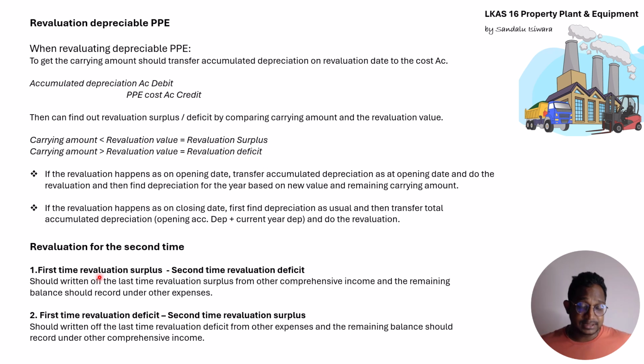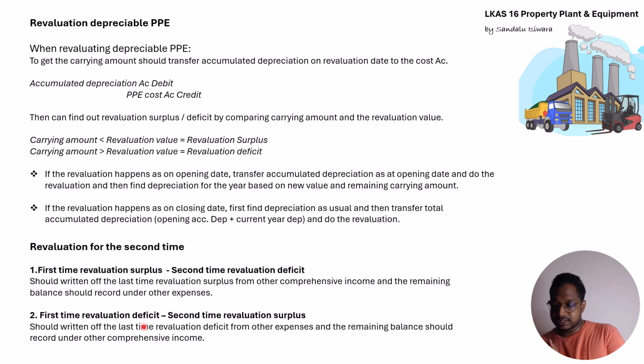But the case is, if the first time you have a revaluation surplus, and the second time you are getting a revaluation deficit, then from the second time's revaluation deficit, you have to write off the revaluation surplus from the first time. And the remaining balance you can record in other expenses. I am explaining this with an example in a slide. And the other case is if it is a first time revaluation deficit and then you are getting a revaluation surplus the second time.